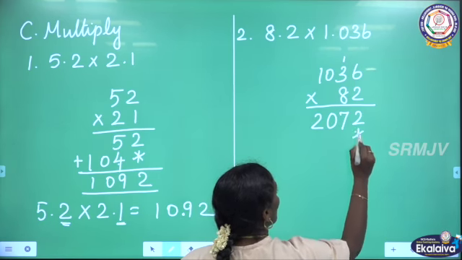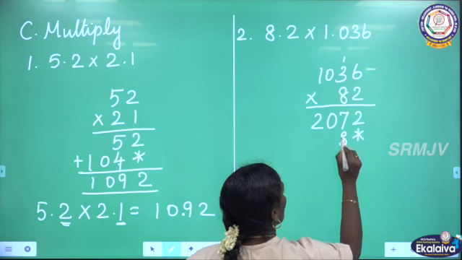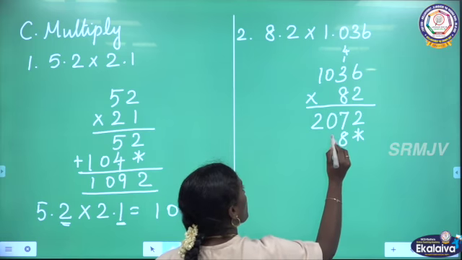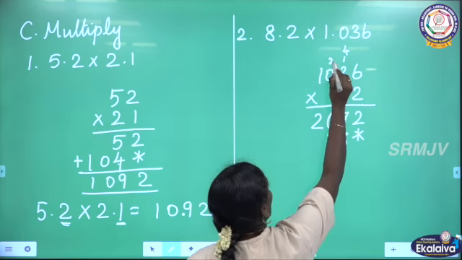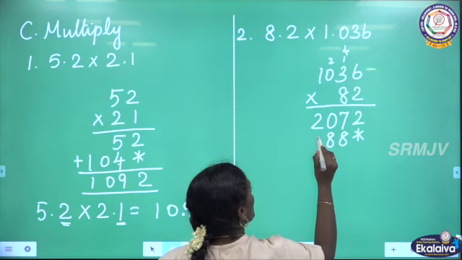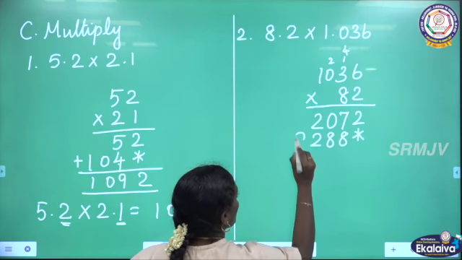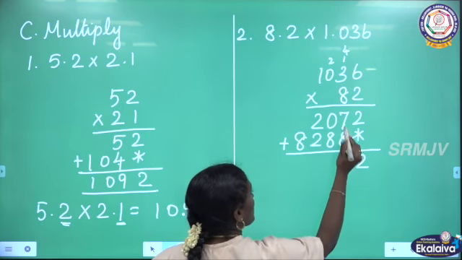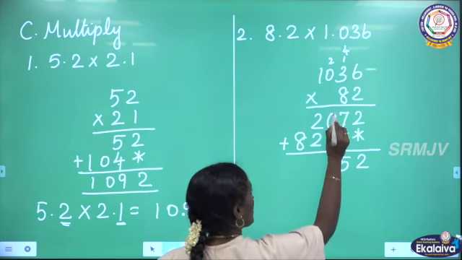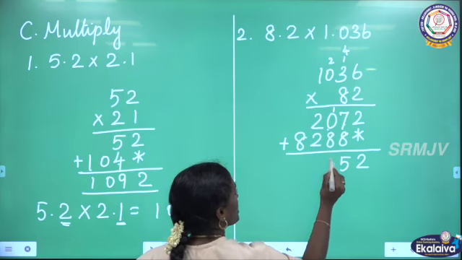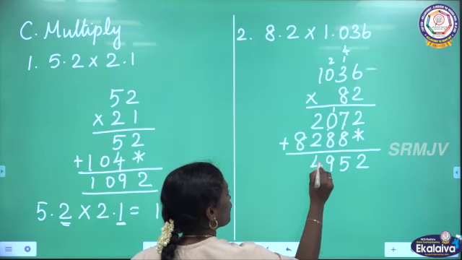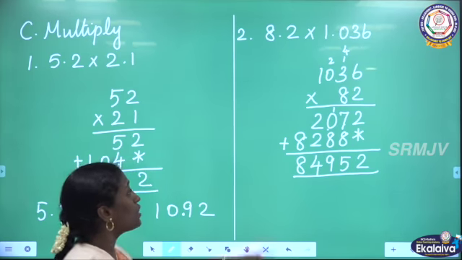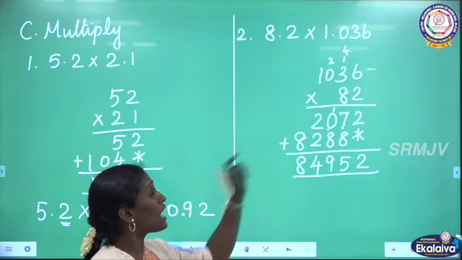Now we have to leave the ones place. 8 6s are 48, 8 here, 4 carry over. 8 3s are 24, 24 plus 4, 28, 8 here, 2 carry over. 8 into 0, 0, 0 plus 2, 2. 8 into 1, 8. Now we have to add these two numbers. Here in ones place 2, 7 plus 8, 15, 5 here, 1 carry over, 1 plus 0 plus 8, 9, 2 plus 2, 4, 8. Now we got 84,952. This is the product of 1036 and 82.